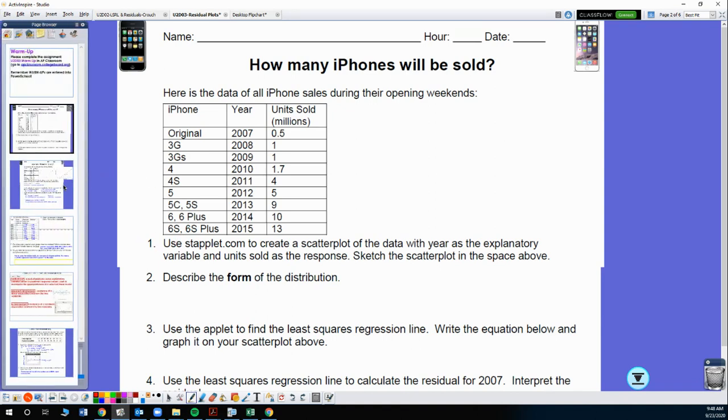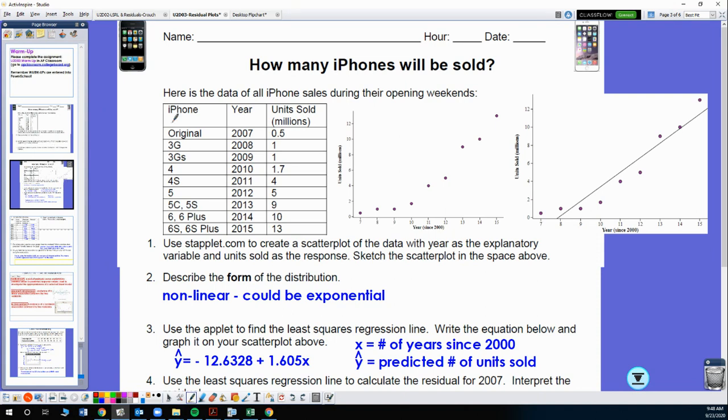All right, so what I want to talk about here first is that hopefully when you started to type your data into your Statlet or into your graphing calculator, when we think about the year, it's important that there's a variety of ways you could have typed this in. Some of you may have actually typed in the entire year, 2007, 2008. But what I chose to do was allow my years to start, so my time zero, so to speak, would be the year 2000.